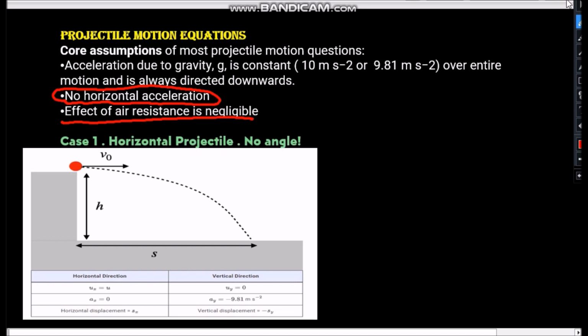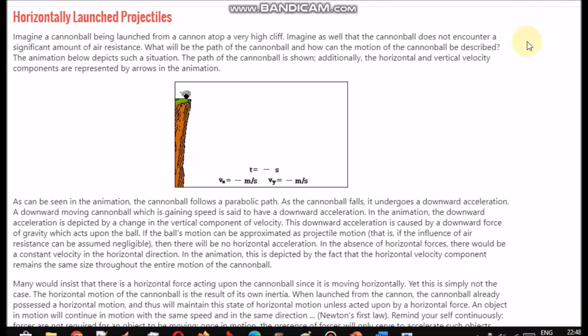Let me show you what we mean by horizontal projection, that means without any angle. Let us see one simulation. Alright, here is the horizontal projectile motion, without any angle. The object starts from here and then goes down without making any angle.